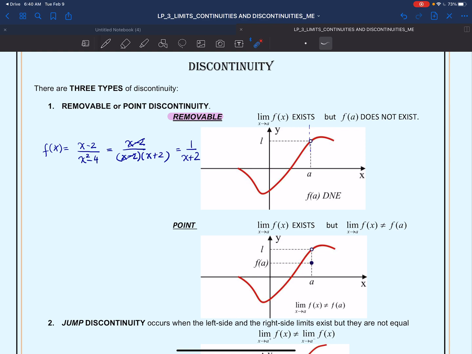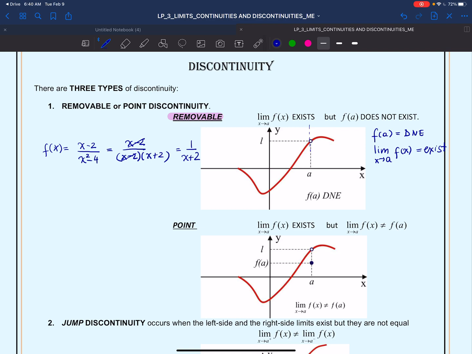So we are going to say that in the first example, which is a removable discontinuity, f of a doesn't exist, the limit at a exists, right? We're going to say that the function has a removable discontinuity.